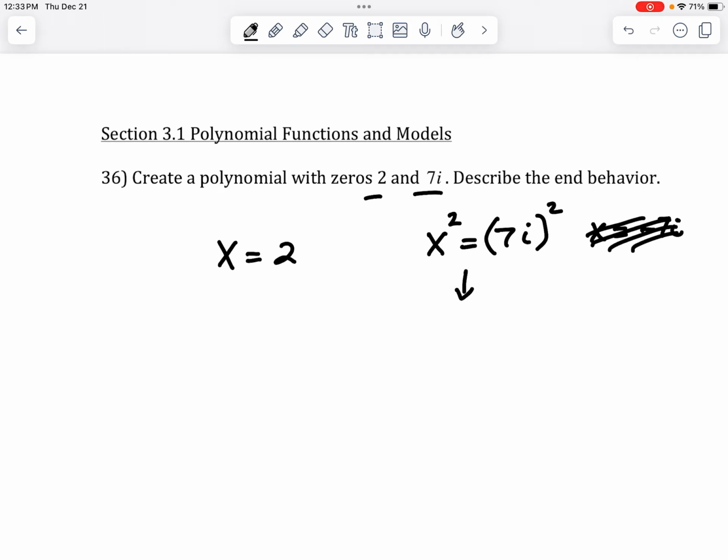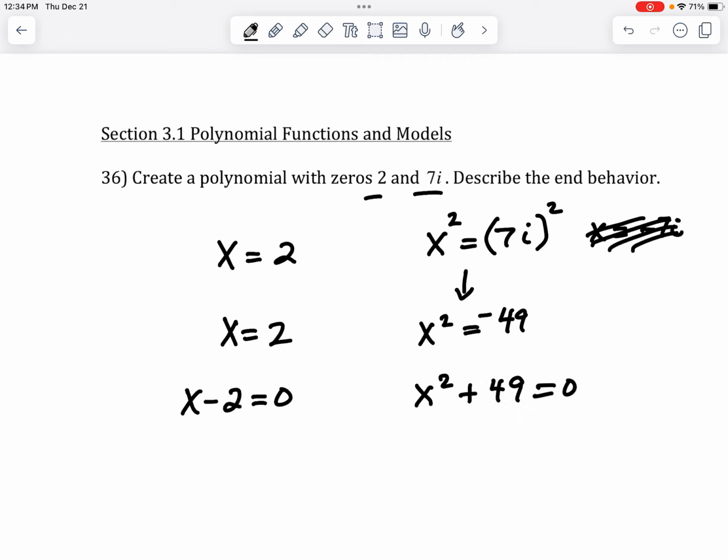So then for this one, when you square both sides, this is going to be x squared. When you square a 7, that's 49. And when you square i, that's a negative 1. And I'll just put the negative in front. And then just to keep them level, x equals 2 is the other one. Then the step before that must have been that x minus 2 equals 0. And for the one on the right, add 49 to both sides. So x squared plus 49 equals 0.